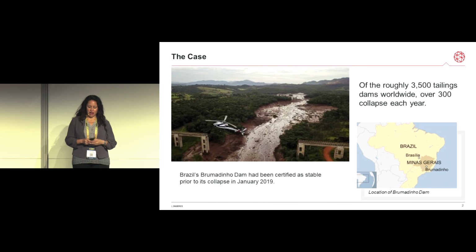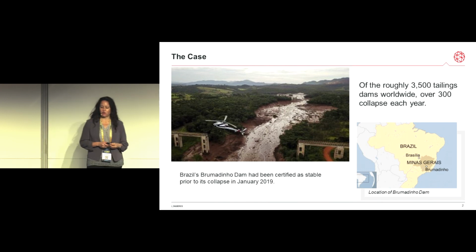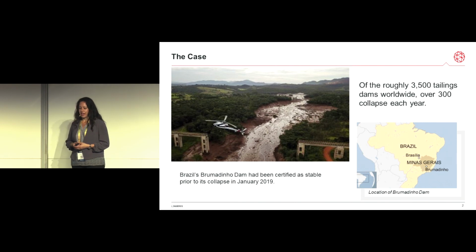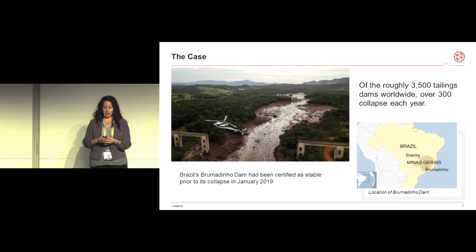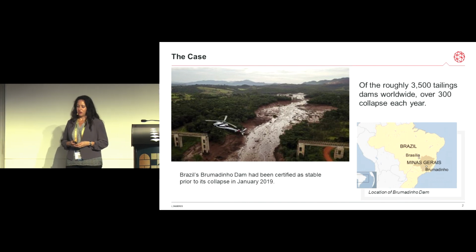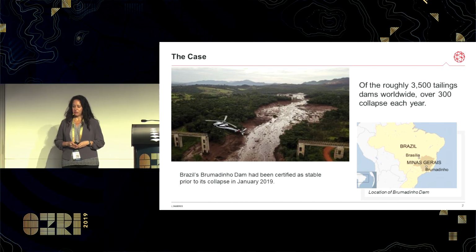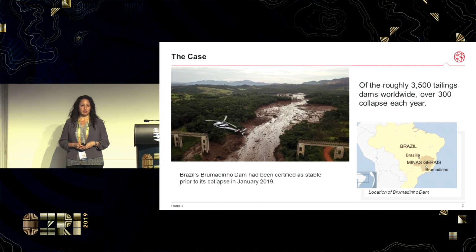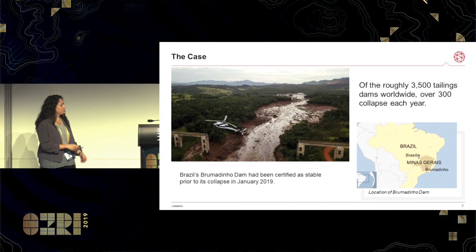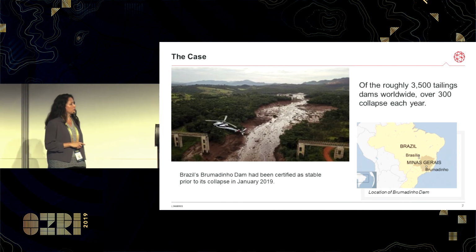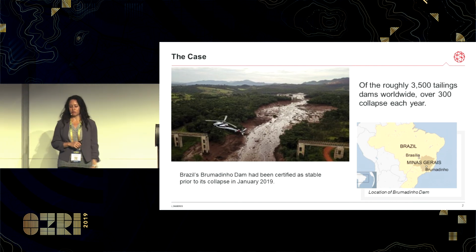Today we're going to talk to you about how we can use SAR data to monitor critical infrastructure stability. Specifically, we're going to be looking at a case of tailings dams. Roughly 3,500 tailings dams exist worldwide and over 300 collapse each year. In this example, we're focusing on a particular region in Brazil.